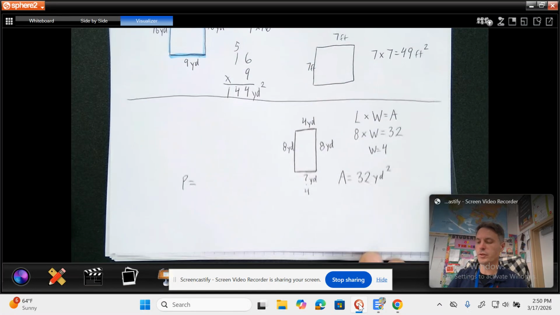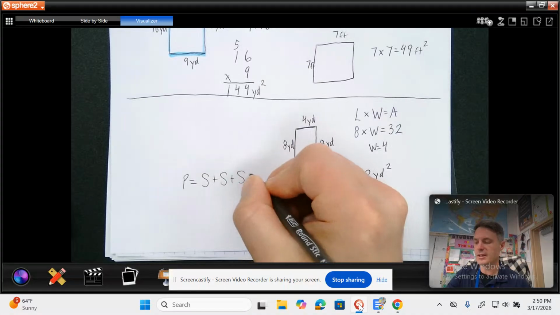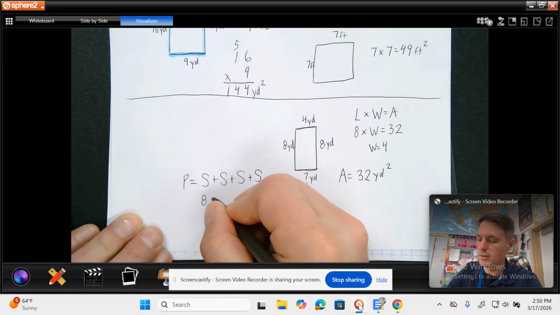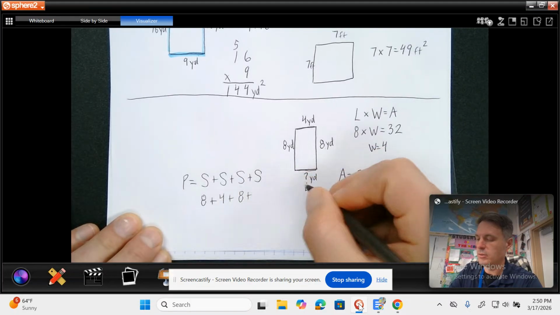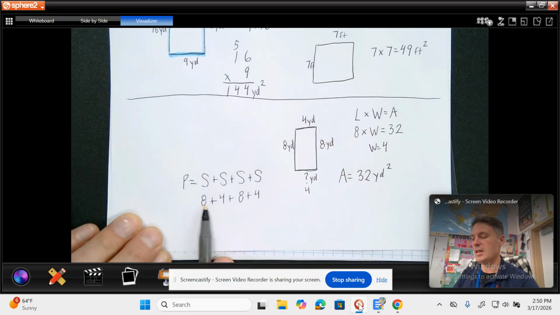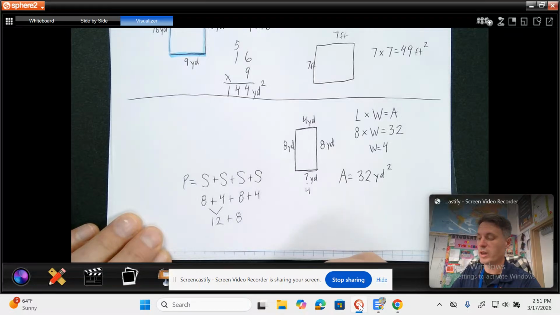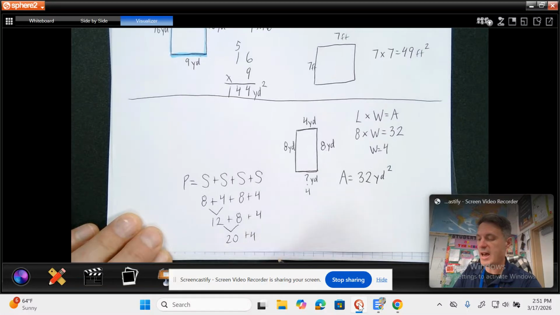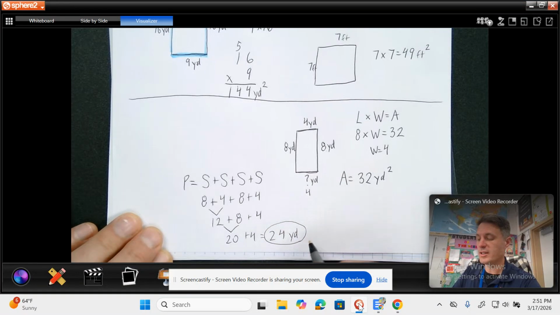Yes, because remember, the formula for finding perimeter of a rectangle is side plus side plus side plus side. So all we have to do is add up 8 plus 4 plus 8 plus 4. So 8 plus 4 is 12, and then we do 8 plus 12, which is 20. And then we add 4 to that, and it's 24 yards. Now, we don't write squared for this one.